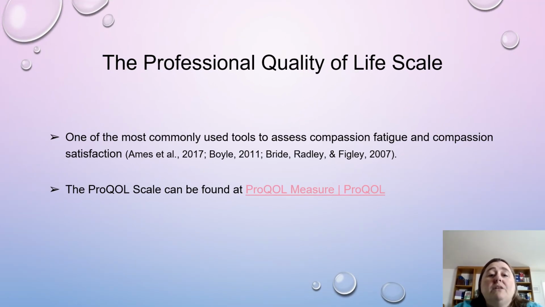One of the most commonly used tools to assess compassion fatigue and compassion satisfaction is the Professional Quality of Life Scale. You can find this scale at the website below that's linked in the slide.